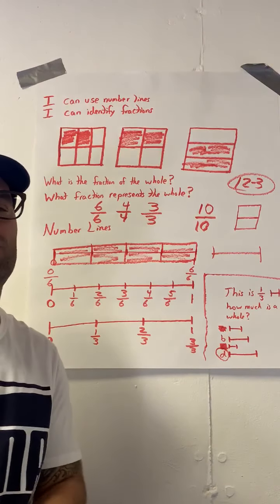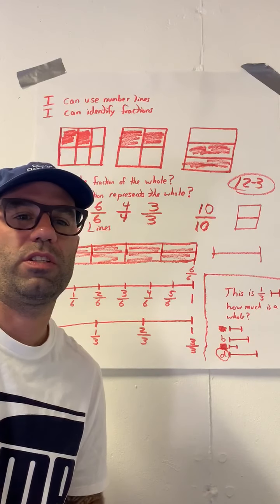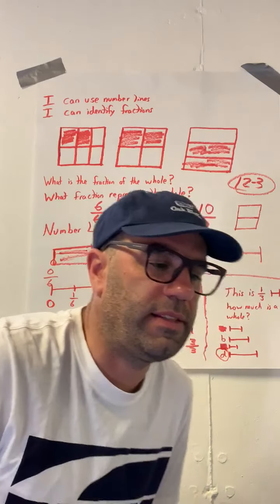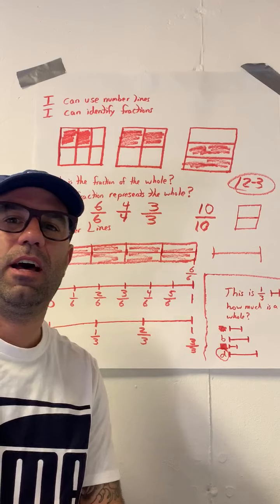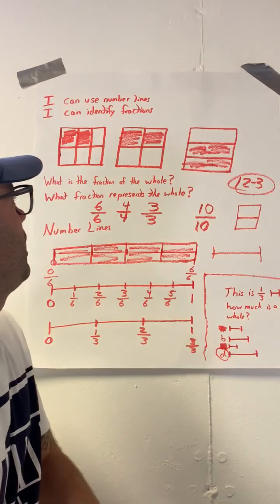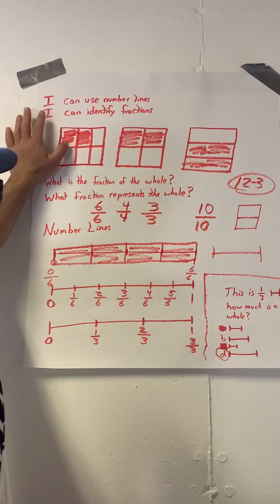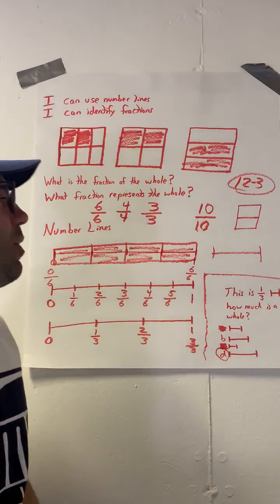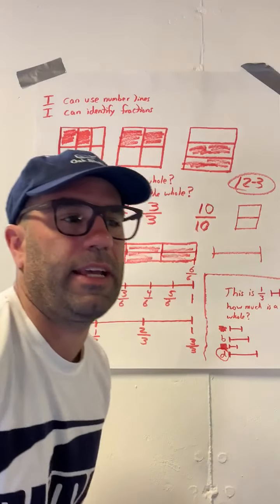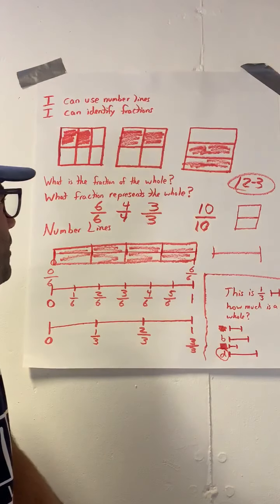Today we're going to be doing 12-3 part 2. Just a little quiz on what we did on Friday. Should be a piece of cake for you. We're focusing on using number lines and identifying fractions. Okay, so I'm going to use the same chart as the other day because it's pretty much the same thing.